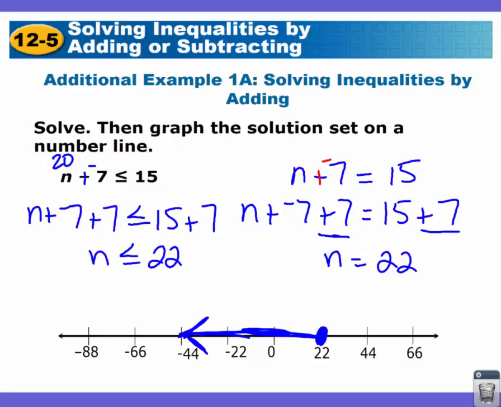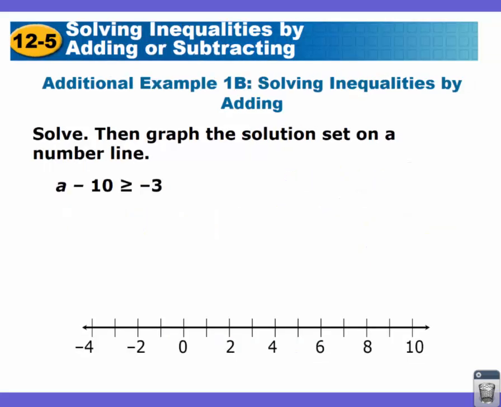So let's try another one. Okay. So here's another one here. We've got a minus 10 is greater than or equal to -3. Okay, so I'll give you a moment to go ahead and solve this one by yourself.